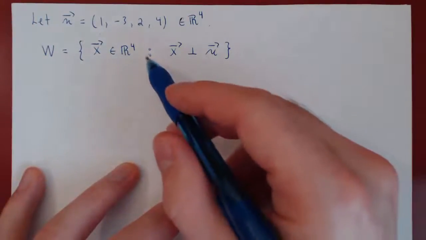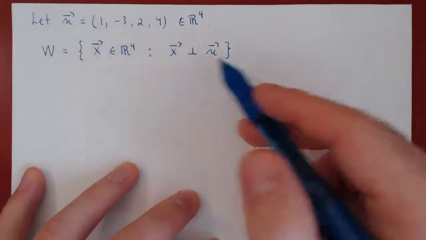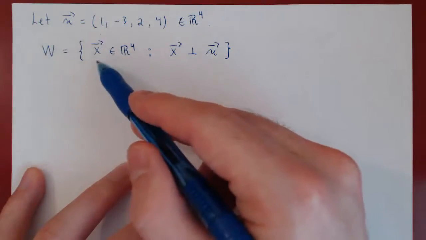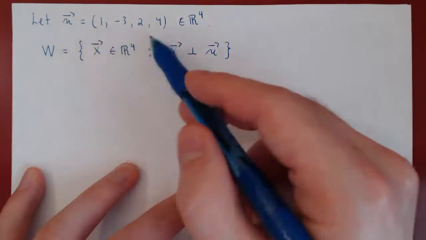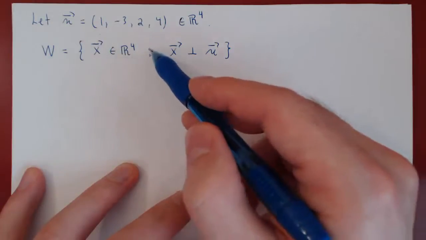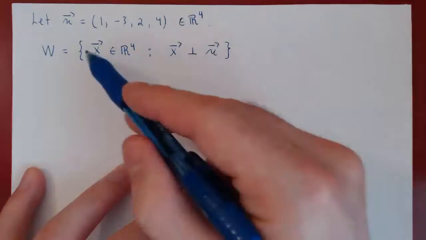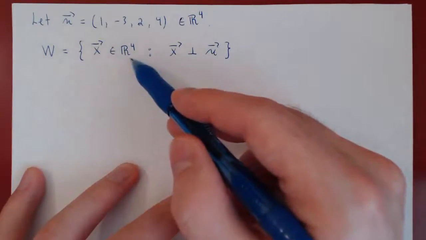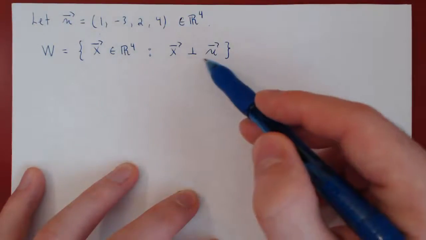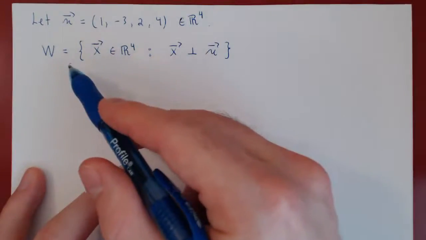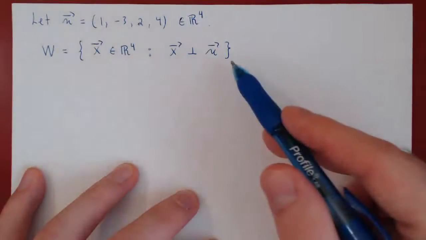And again, remember your notation of set theory. So here we're saying that the elements in the set W are vectors in R4, so vectors with 4 coordinates. And after the colon, this is the condition. We only take the vectors in R4 that are perpendicular to the fixed vector u. And we're going to try and prove that this is actually a vector space.